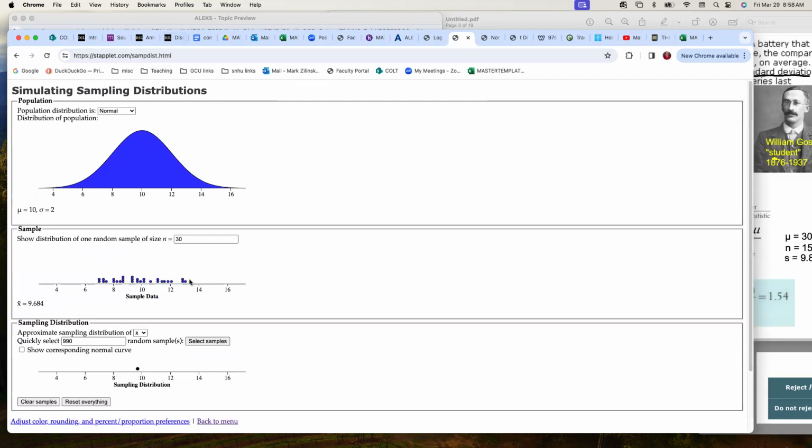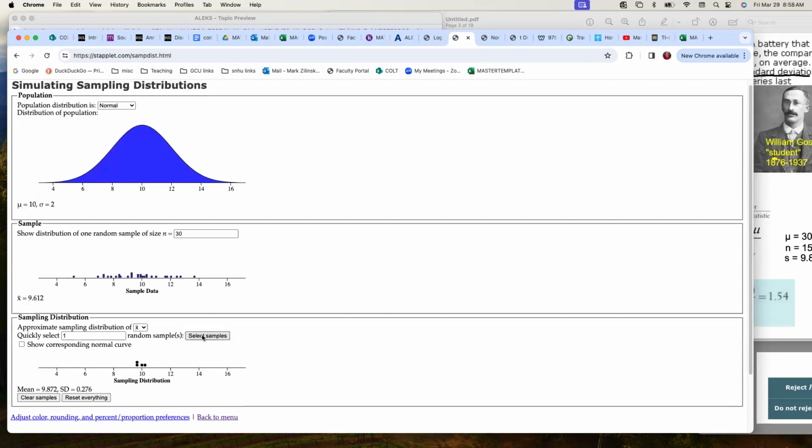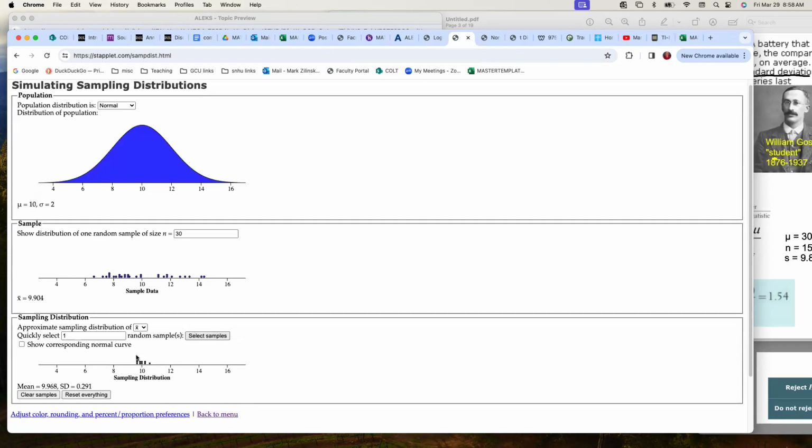But if I select a sample of 30 out of there, that's what this computer's doing here. We found a mean of 9.684. We plot that down here. I can do that again and get a different 30. We would get slightly different results, but they're pretty close. And then I'm just going to keep going here. So that's 4, 5, 6, 7, 8, 9, 10. So I got 10 samples here.